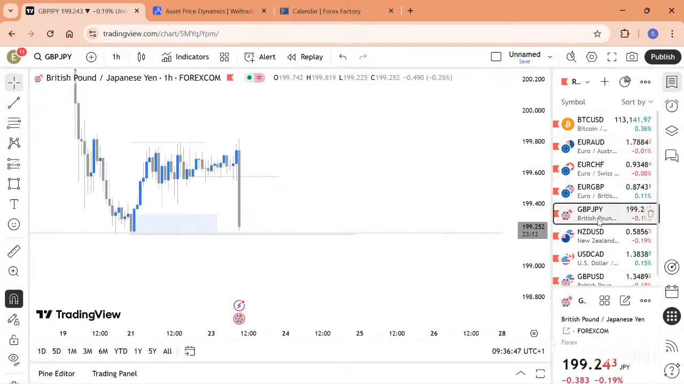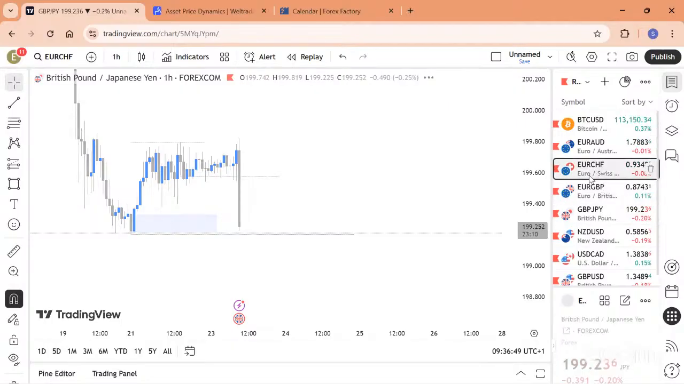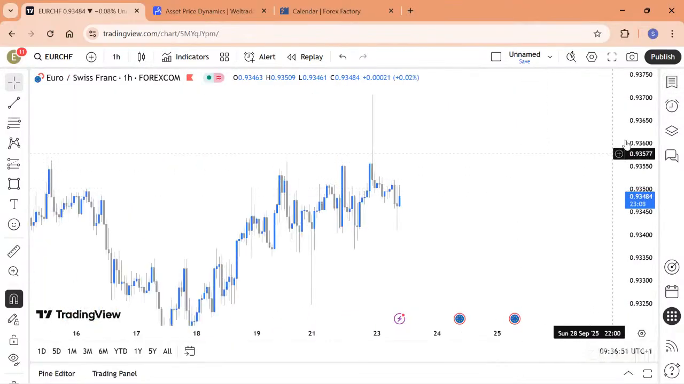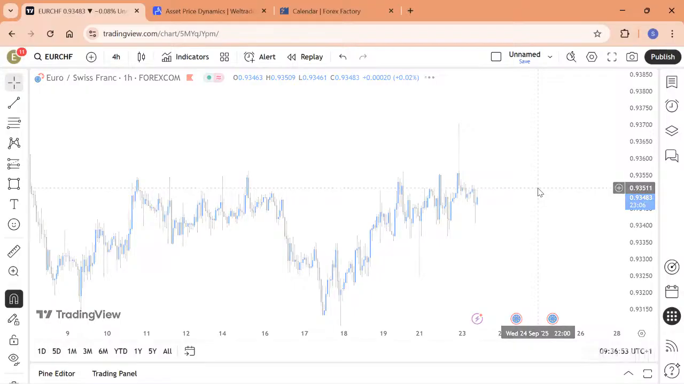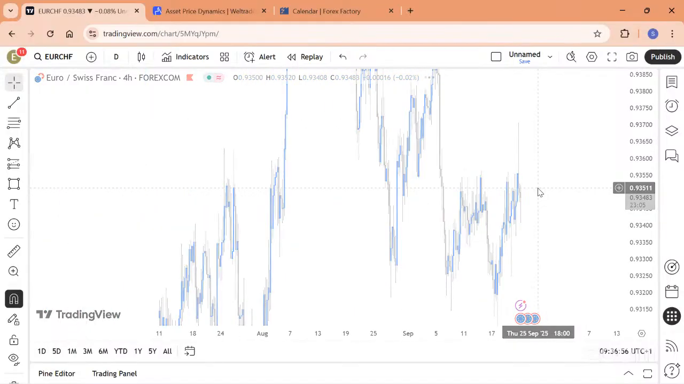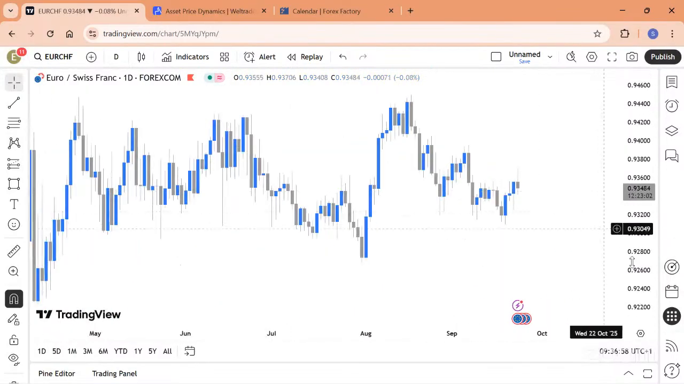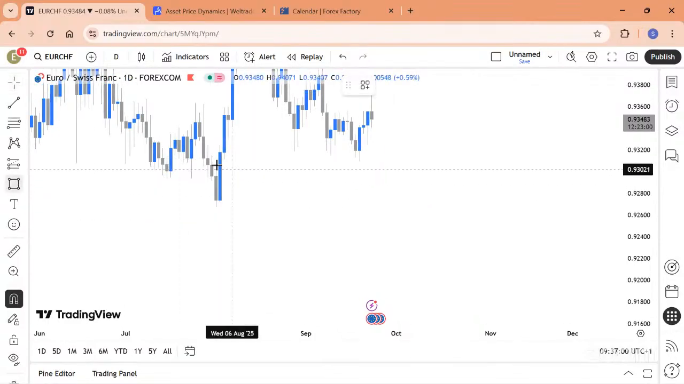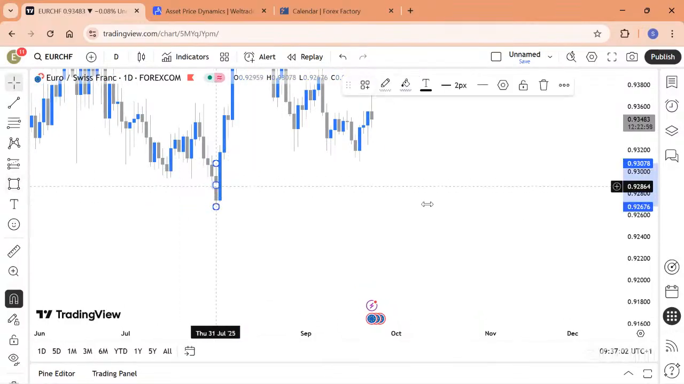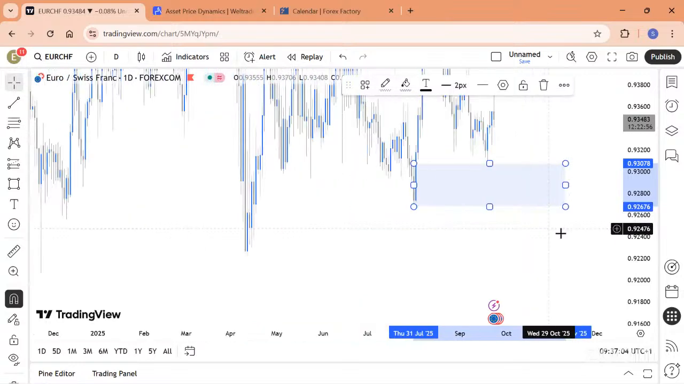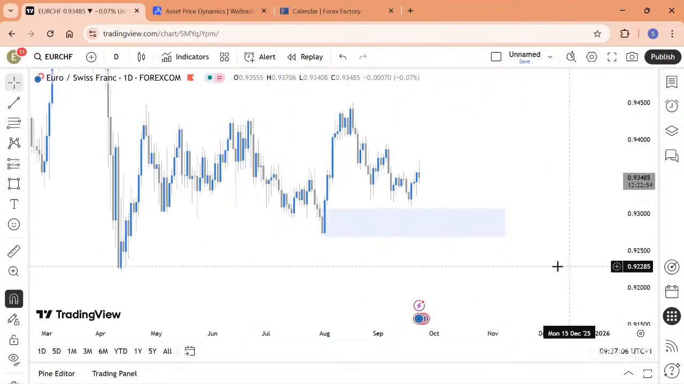I think we have something for Euro CHF. Euro CHF, we're still maintaining our buy. We want to buy. We still have our area of interest down here. So we still have an area of interest down there on Euro CHF.